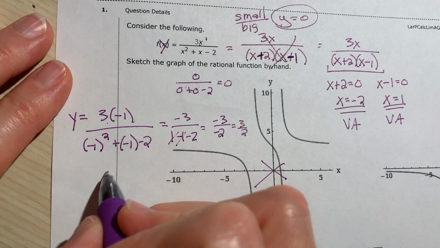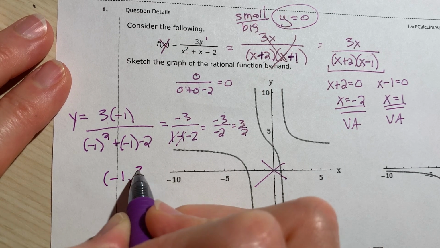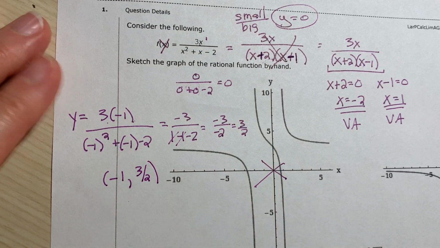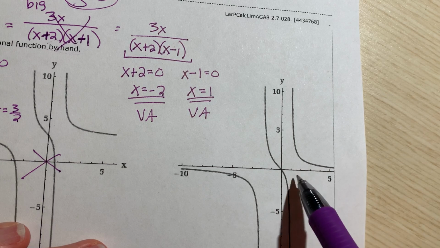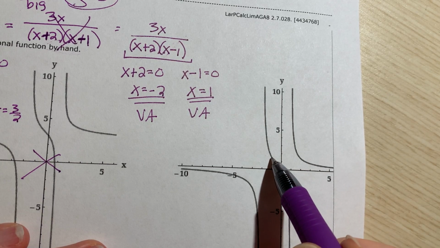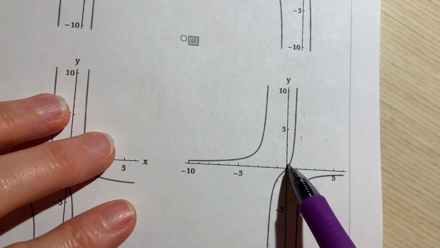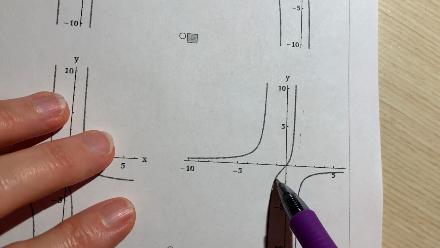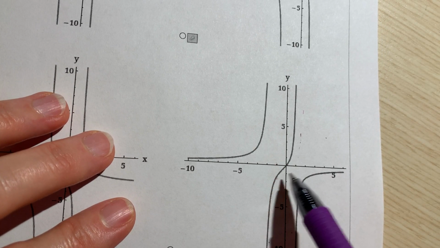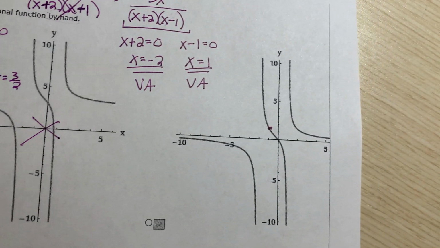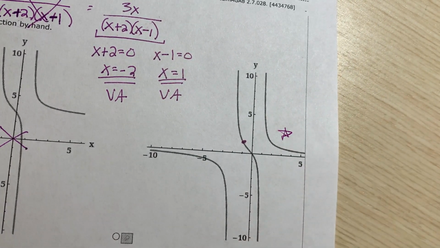So I know I have the coordinate point over -1, up 3 over 2. So this graph right here, over -1 up 3 over 2, has that point. This graph over -1, it goes down, so it can't be this graph. So this is the correct graph. Hopefully that helps.